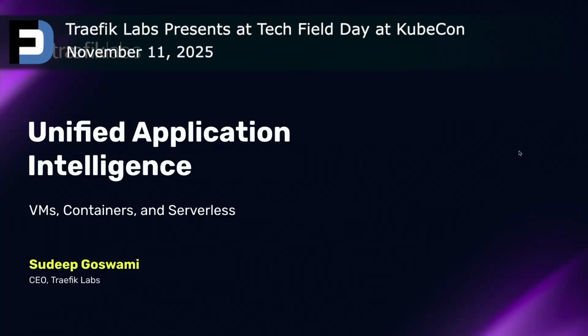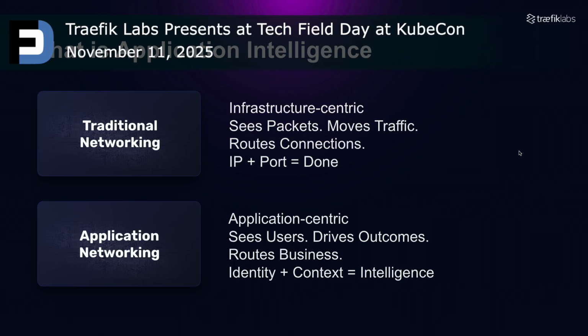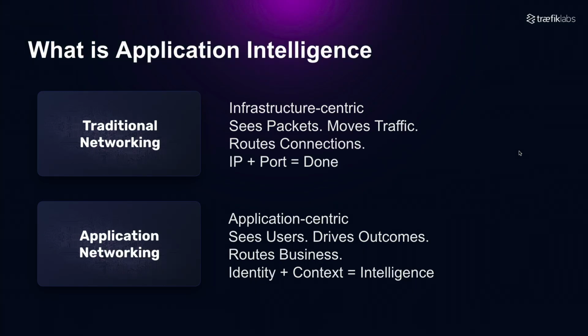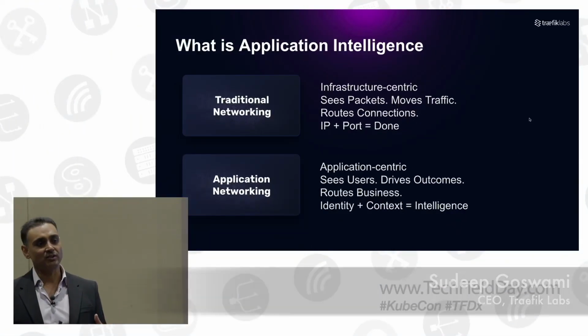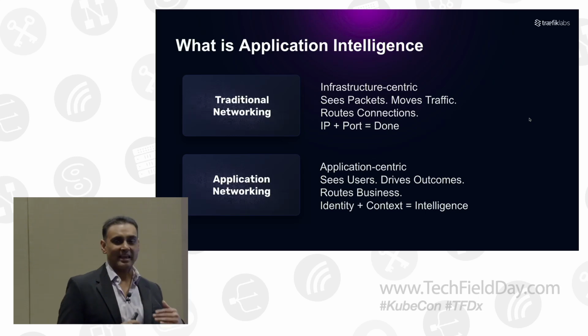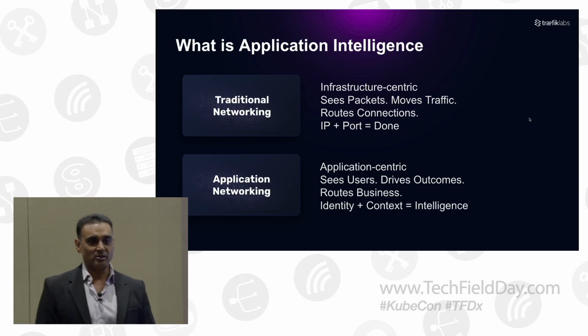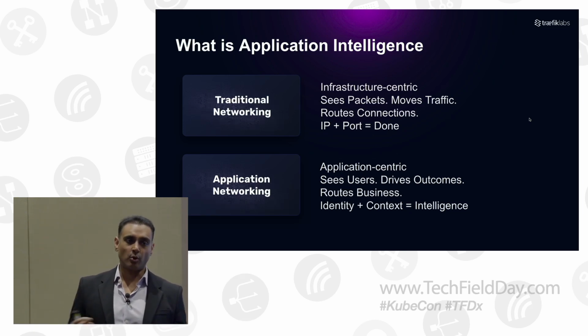So what do we mean by application intelligence? I'm sure many of us in the room and people watching probably have a notion, but I wanted to just make sure everybody's on the same page. The best way to understand application intelligence is by looking at traditional networking and application networking, and what they represent. Typically, traditional networking is just based on IP addresses and ports, right?